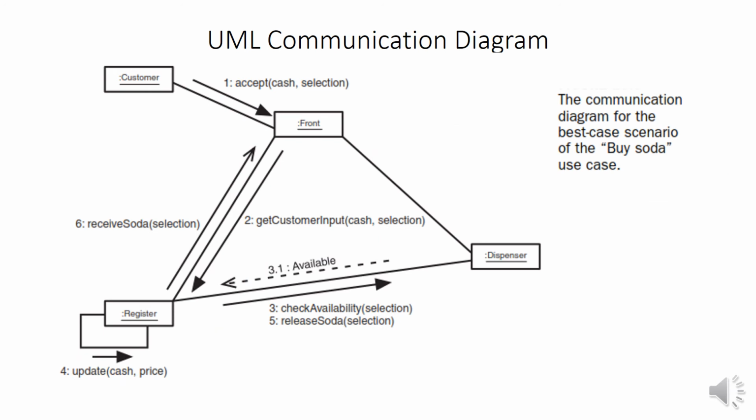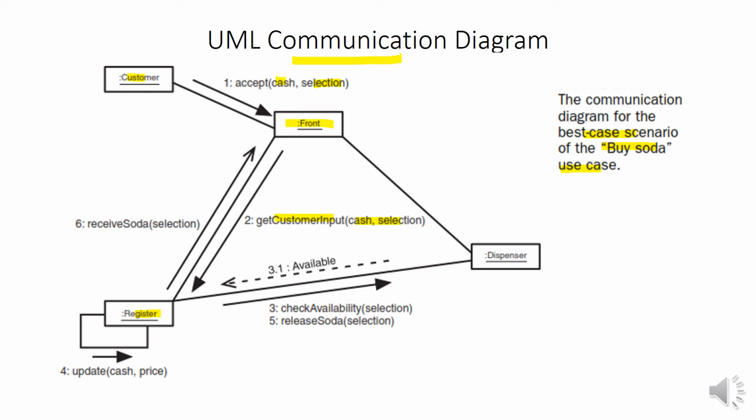So next, we have seen the case study of the soda machine in the sequence diagram lecture. Now we have modeled the best case scenario of the buy soda use case with the help of the communication diagram. The first message, if you remember, is the customer sending a message to the front to accept cash and the particular selection. Then the front will send a message to the register to get customer input, and these are the parameters.